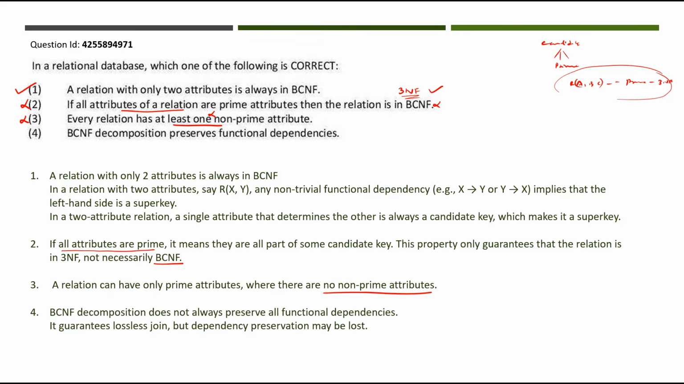What about 4? BCNF decomposition preserves functional dependencies. Actually, this decomposition does not always preserve all functional dependencies. It will guarantee lossless join, but dependency preservation may be lost. So the statement that it preserves is wrong, so 4 is wrong.